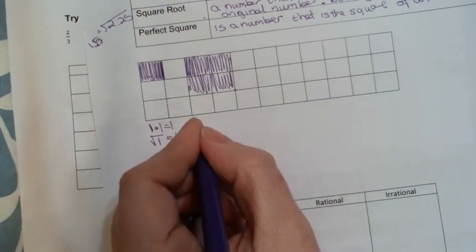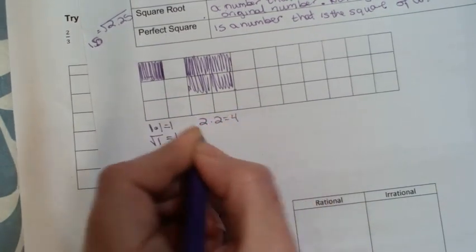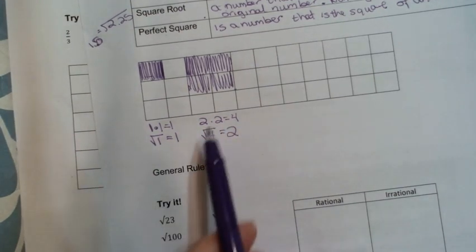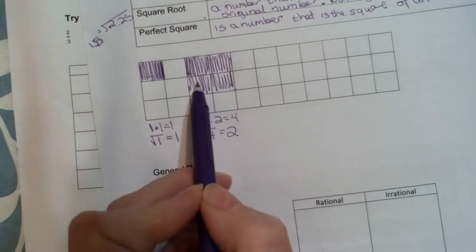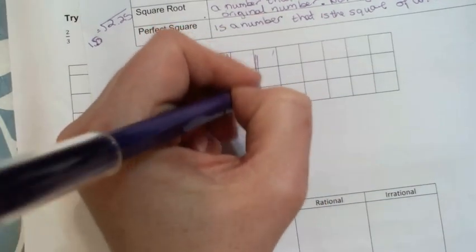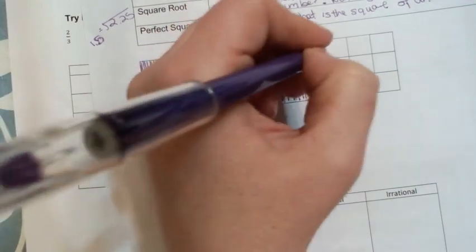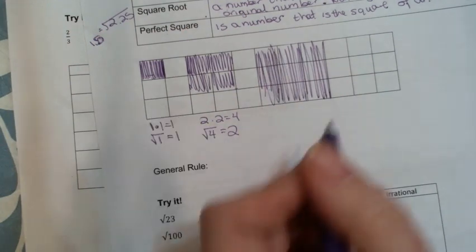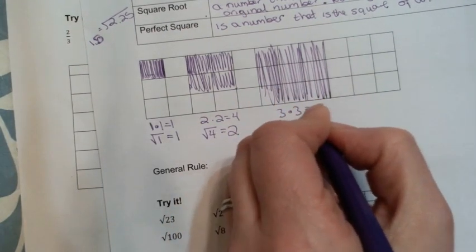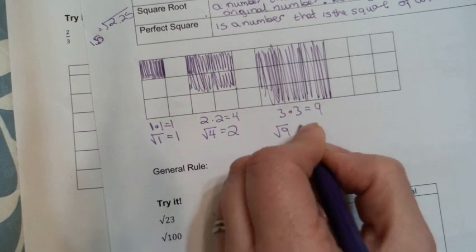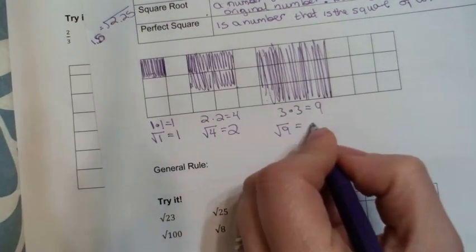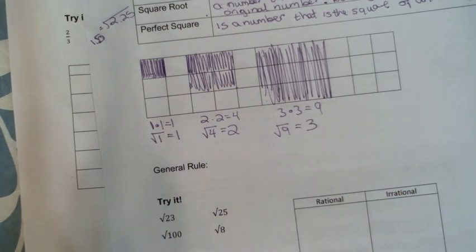I have a 2 by 2. 2 times 2 is equal to 4. The square root of 4 is going to be 2. So I have 2 on either side. Okay, next one. Okay, you notice I have 3 across and 3 up. 3 times 3 is 9. So the square root of 9, I have 3 in either direction, will be 3.